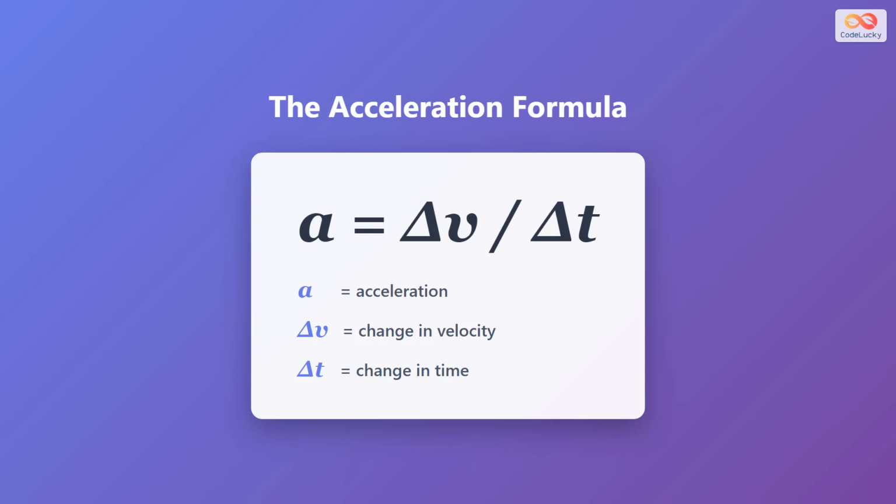The formula for acceleration is A equals delta v divided by delta t. Let's break this down. The letter A represents acceleration. Delta v, which uses the Greek letter delta, represents the change in velocity. Delta t represents the change in time, so acceleration is simply the change in velocity divided by the change in time.